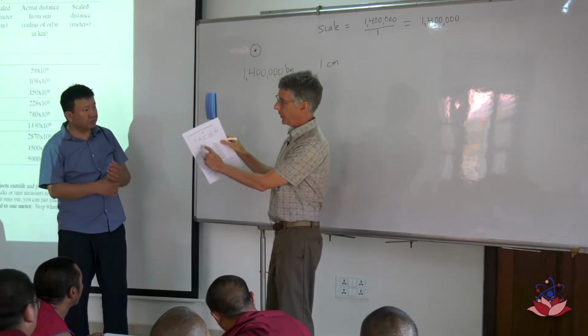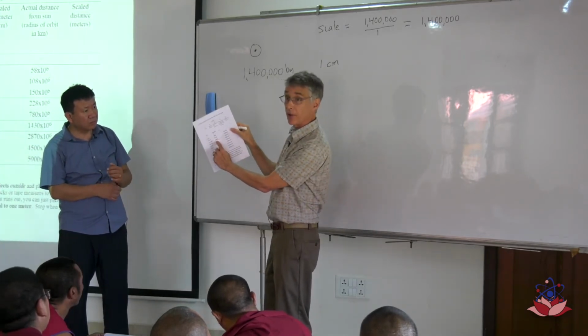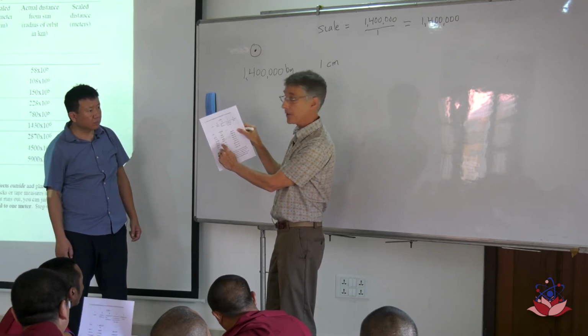So now if you go down to the Earth diameter is 12,800 kilometers.